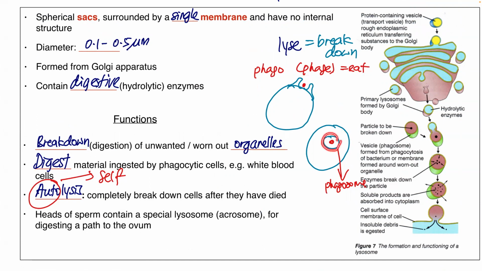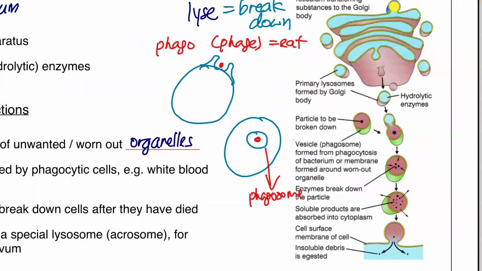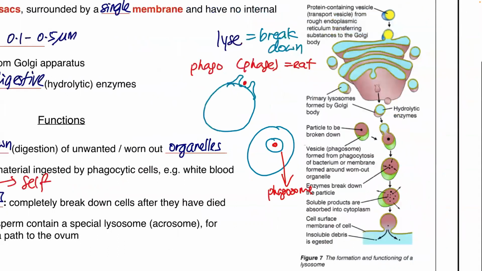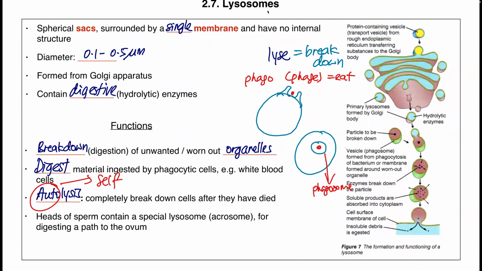This vesicle containing whatever has been eaten is called a phagosome. This phagosome, as you can see in this diagram, will ultimately fuse with the lysosome, and then the hydrolytic enzymes inside the lysosome will break down whatever has been eaten up by the cell. It is also involved in a process called autolysis.